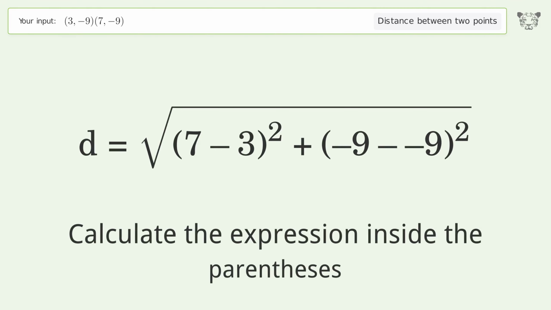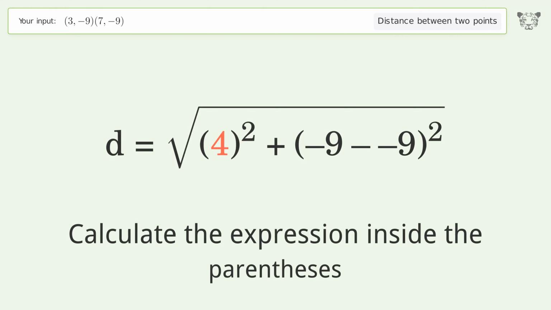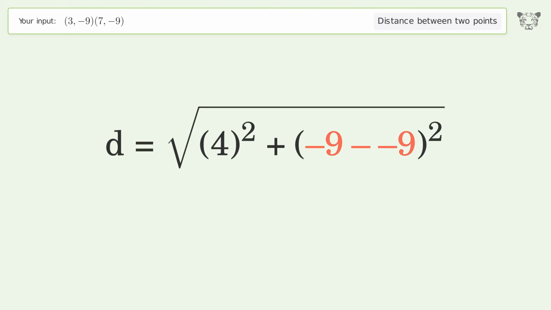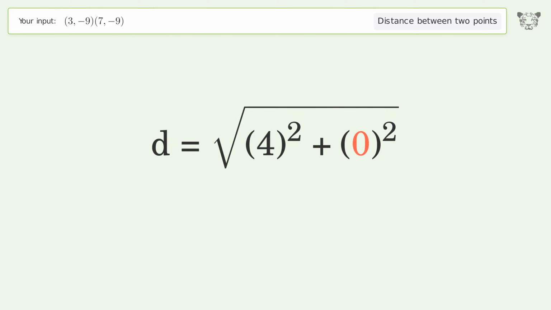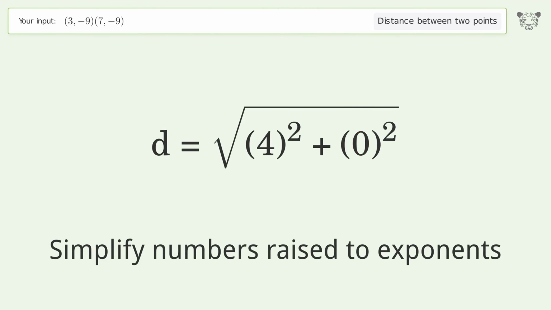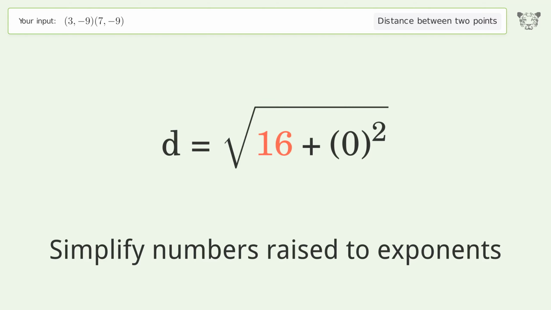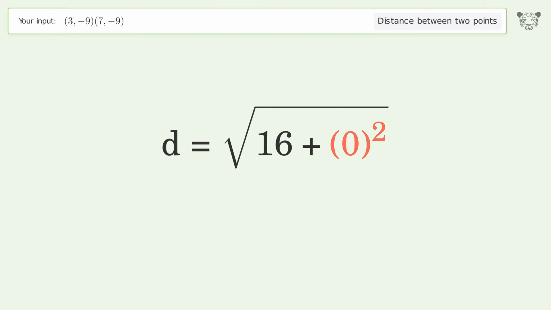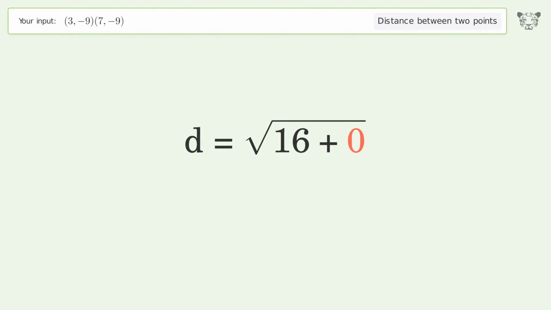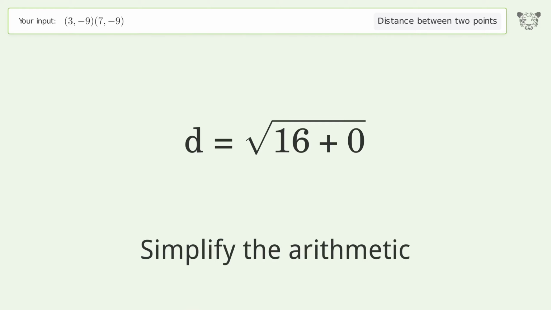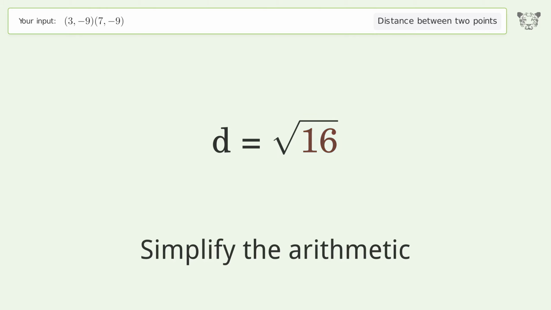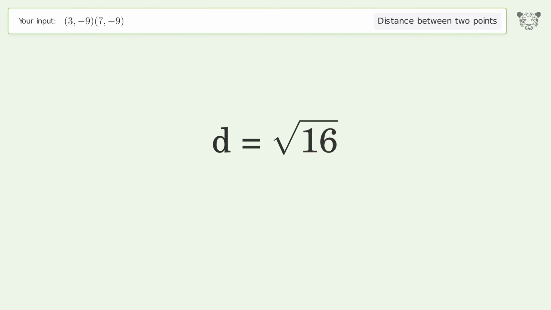Calculate the expression inside the parentheses. Simplify numbers raised to exponents. Simplify the arithmetic. And so the distance between the 2 points is the square root of 16, or 4.